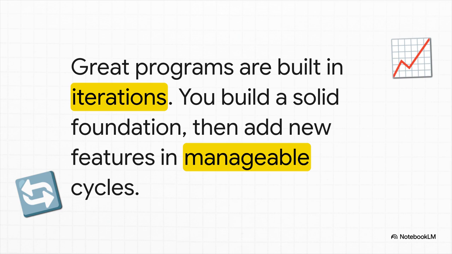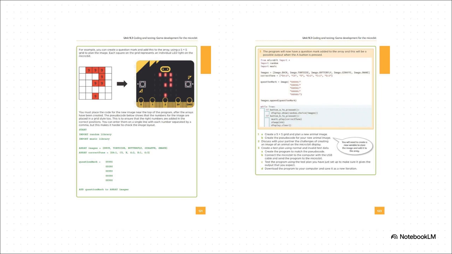Instead of trying to build this giant, perfect program all at once, you build a solid, simple foundation. Then, you add new features in small, manageable cycles. You build a little, test it, build a little more, test it again. So let's try our first iteration right now. Let's add a brand new image. How about a question mark to show at the start of the game?